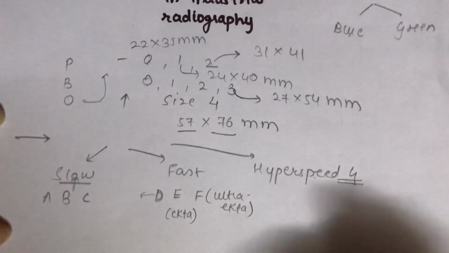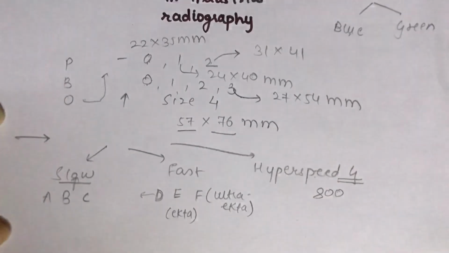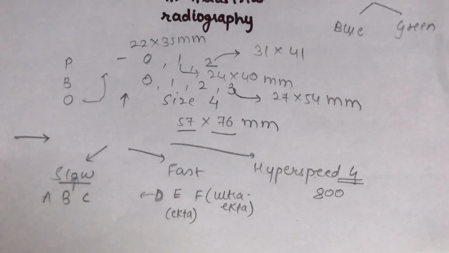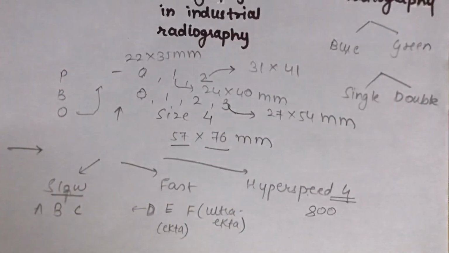This is an 800 speed film that reduces the patient exposure. In this, the patient's exposure is the least, and this is the classification depending upon the speed of the film. And the last classification is according to the packaging. We have seen there are two: a single film packet and a double film packet.